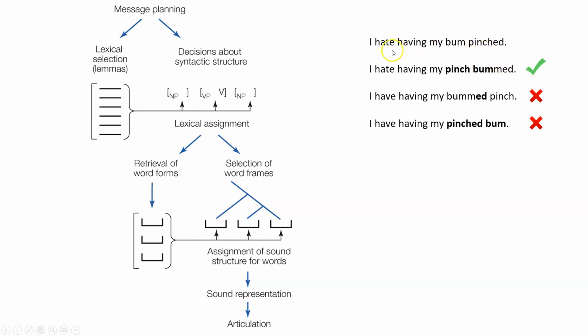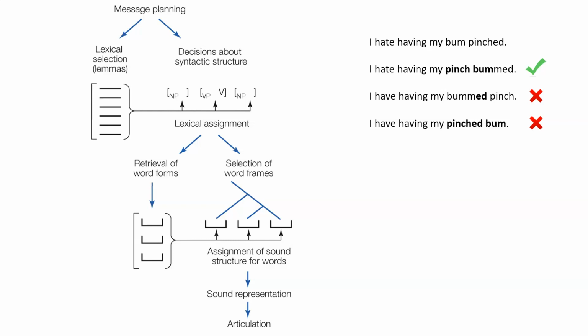So in the original sentence, you might say, I hate having my bum pinched. Notice that the ed at the end sounds much like a T. Pinched. It doesn't sound like a soft D sound. Pinched. But when you say it in the error, I hate having my pinch bummed, it sounds like a D. It's a soft D sound. So the articulation here of the ed is adapting to the erroneous intruding lemma.